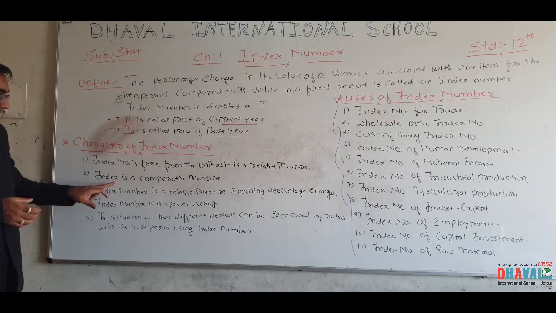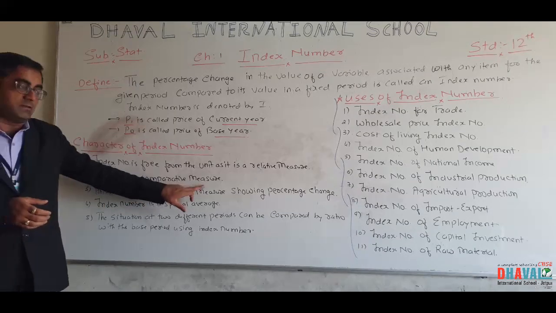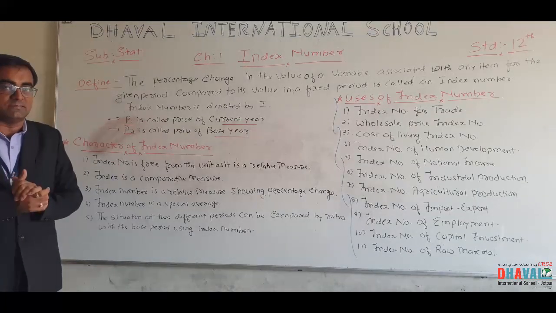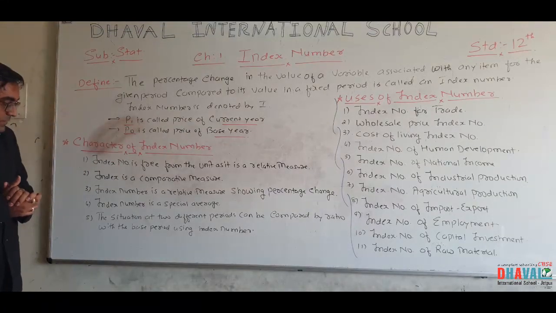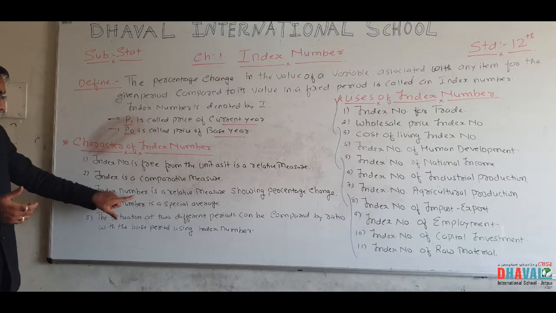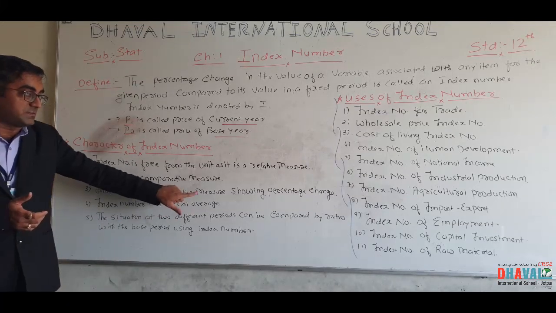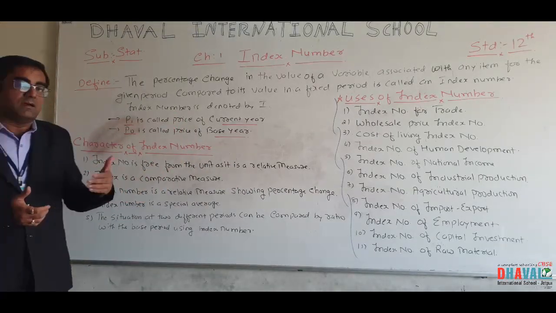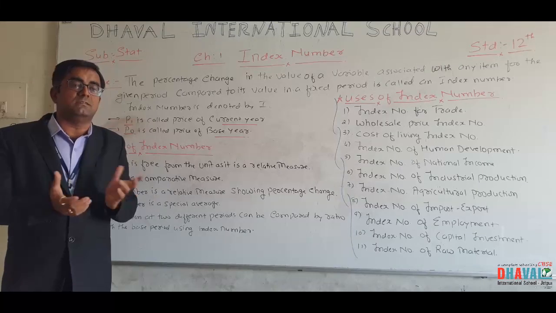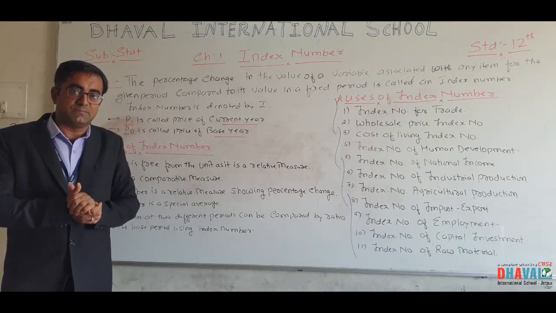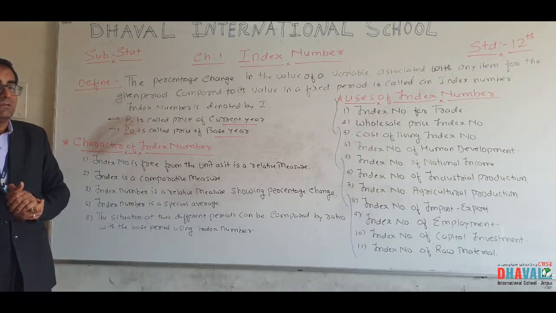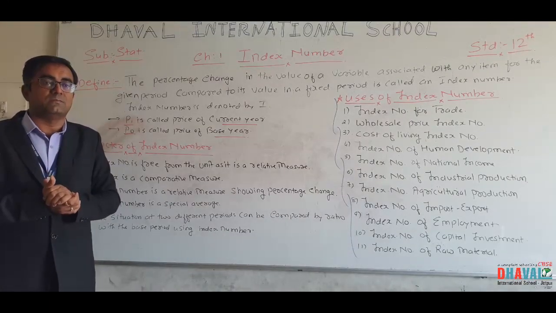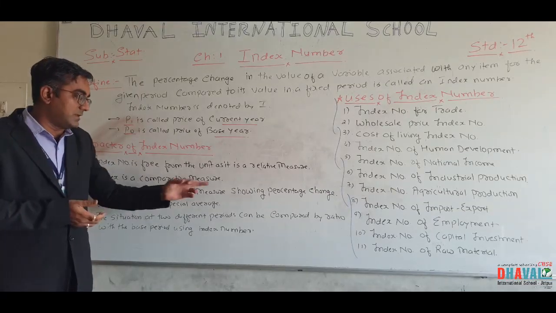Point 2: index number is a comparative measure. Comparative means it is always used for comparing the prices of two years to know the changes in value. Third, index number is a relative measure showing percentage change. By the index number you can calculate how much percentage a product or price has changed. As human nature, we are always comparing how much the price of any item has increased from the base year. So we calculate here also.